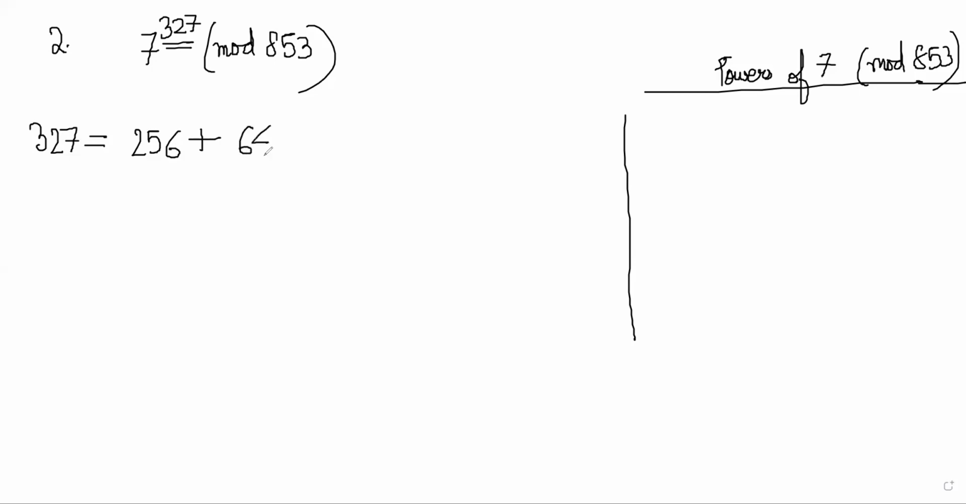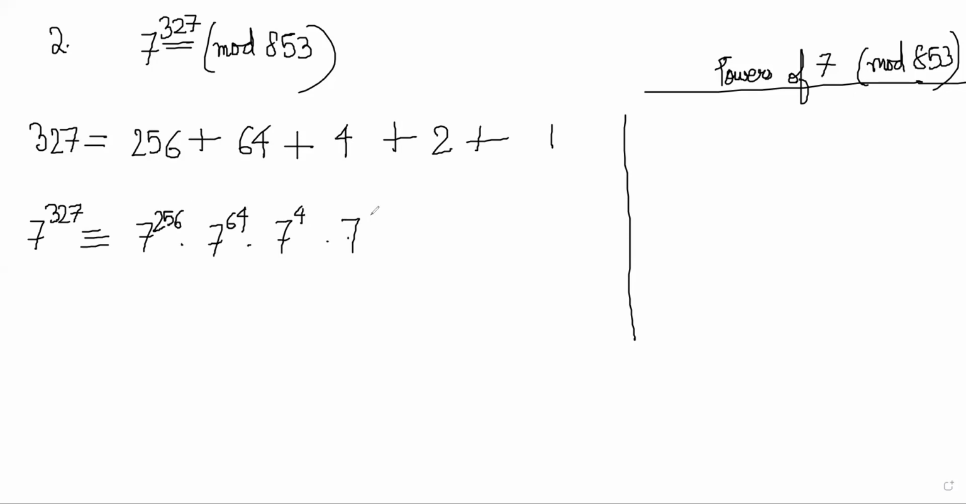So I'll add plus 64 and it will be plus 7, right? So plus 4 plus 2 plus 1. So I'm expressing any number as a sum of powers of 2 here also, right? Correct. So now 7 to the power 327 can be written as 7 power 256, 7 power 64, 7 power 4, 7 power 2, 7 power 1, right?